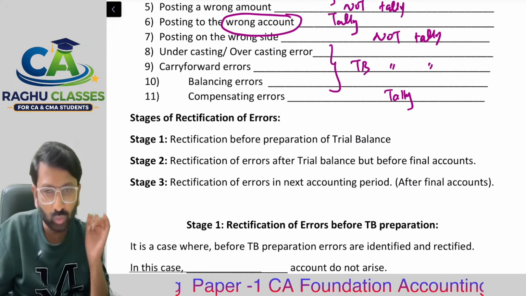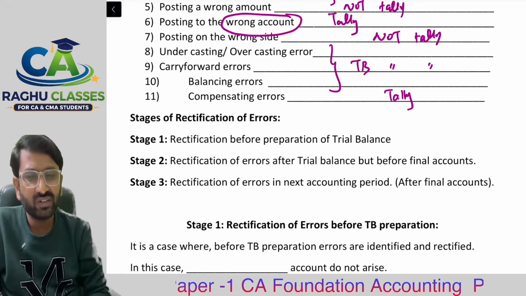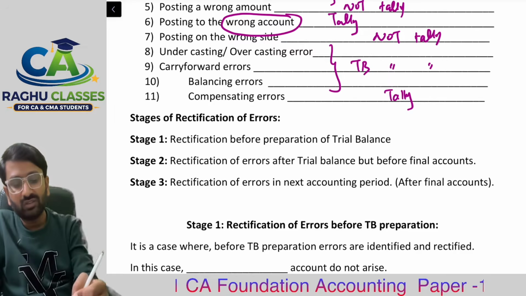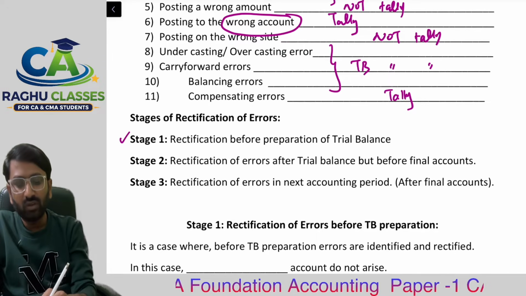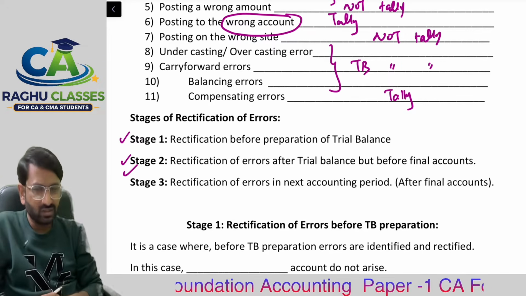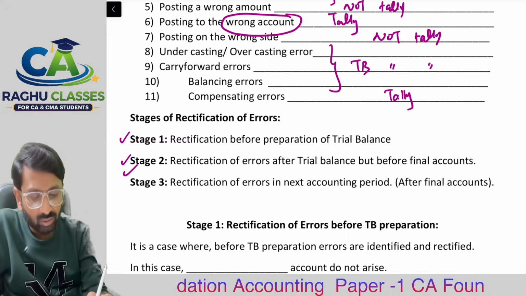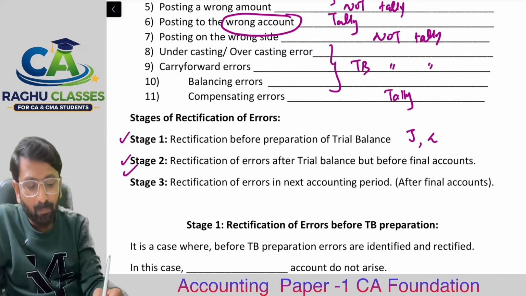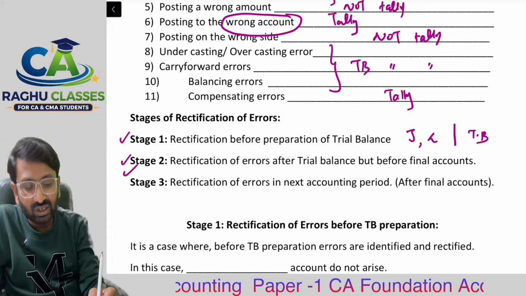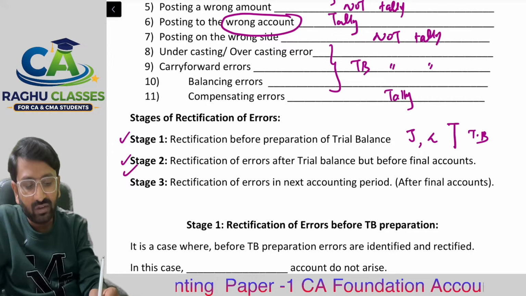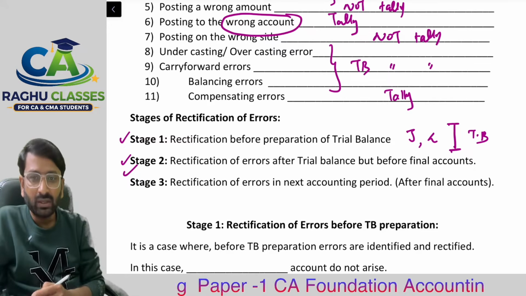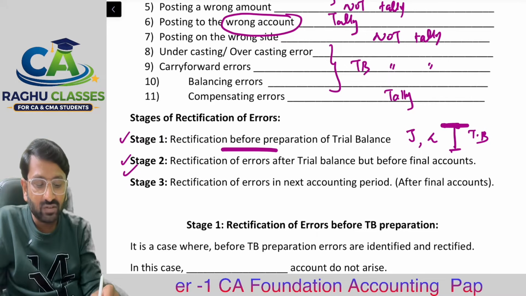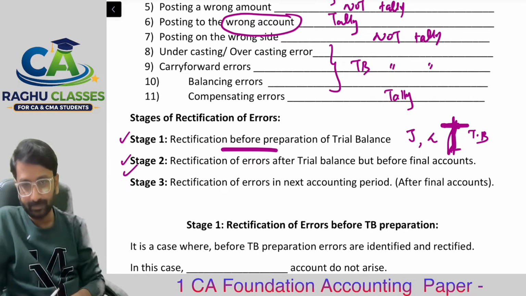Now let us move on to different stages of rectification of errors. Okay. See, from accounts point of view, there are three different stages that we're going to discuss. First one, you have done the journal, you have done the ledger. Before trial balance itself, you have identified and are rectifying the errors. This is the first one. So can we say rectification before preparation of trial balance? In this particular stage, I'm going to do that.